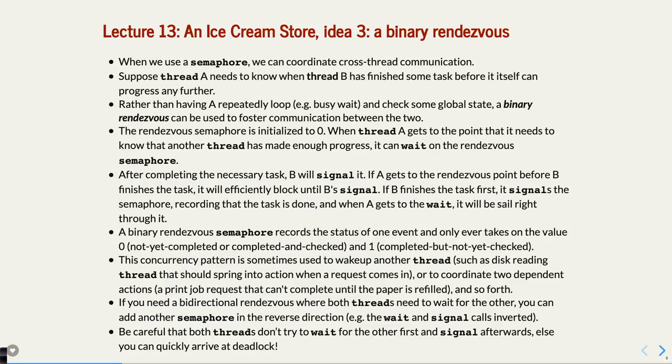And thread A actually waits on that semaphore. After thread B finishes, it signals thread A, which continues. And thread B does not care about anything else that the other thread is doing at that point. It just signals and then moves on. So that's how a binary semaphore works, or rather a binary rendezvous in this case. There's only one event that needs to happen, and that's all we care about. This is sometimes used to wake up other threads, like a thread's just waiting around, and then somebody wakes it up with this signal. That's a good way of thinking about it.